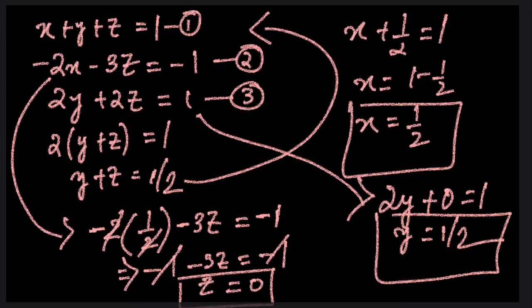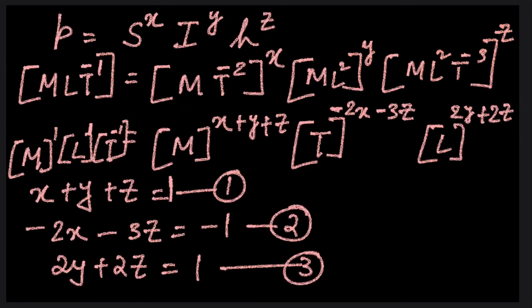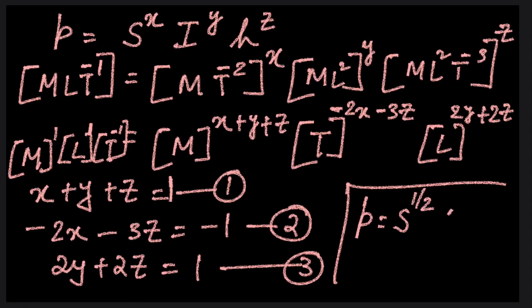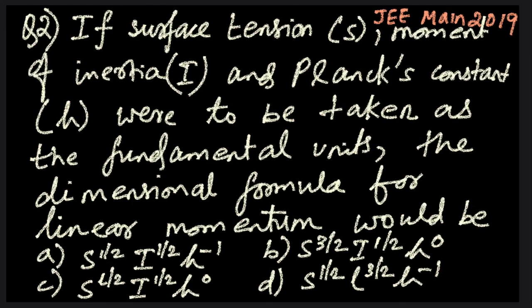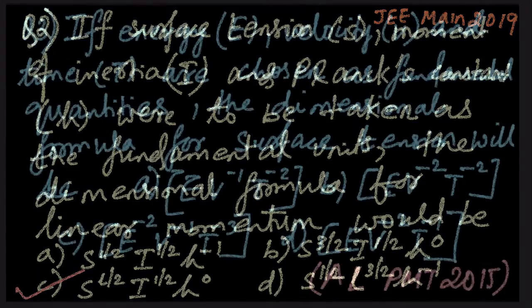So I can substitute. I took P is equal to S to the power of x, means half, I to the power of y, also I got half, and H to the power of 0. So this is my answer. Let us find which option. S half, I half, H 0. Yes, it is option number C.